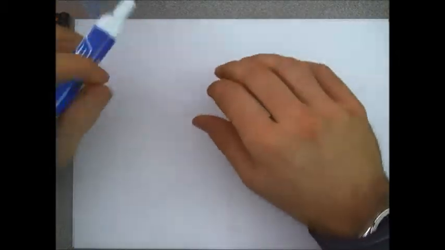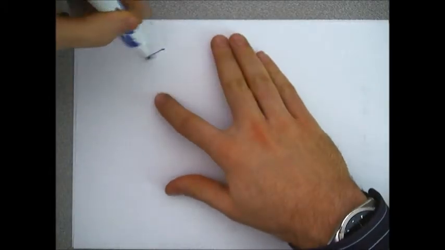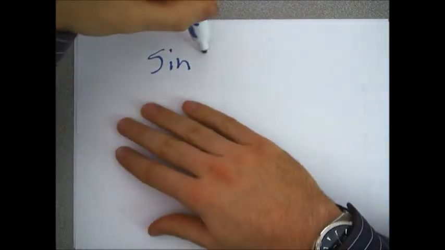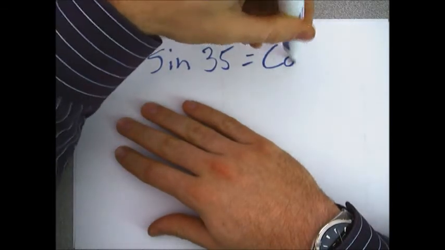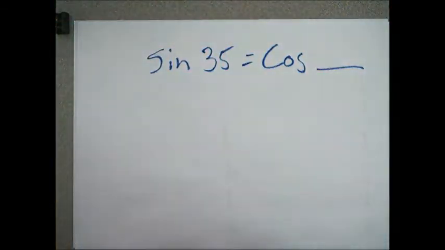Number 2, what does it say? Sine of 35 is equal to cosine of blank. It tells you these are cofunctions. And if they're cofunctions, what do we know? What are the cofunction pairings?